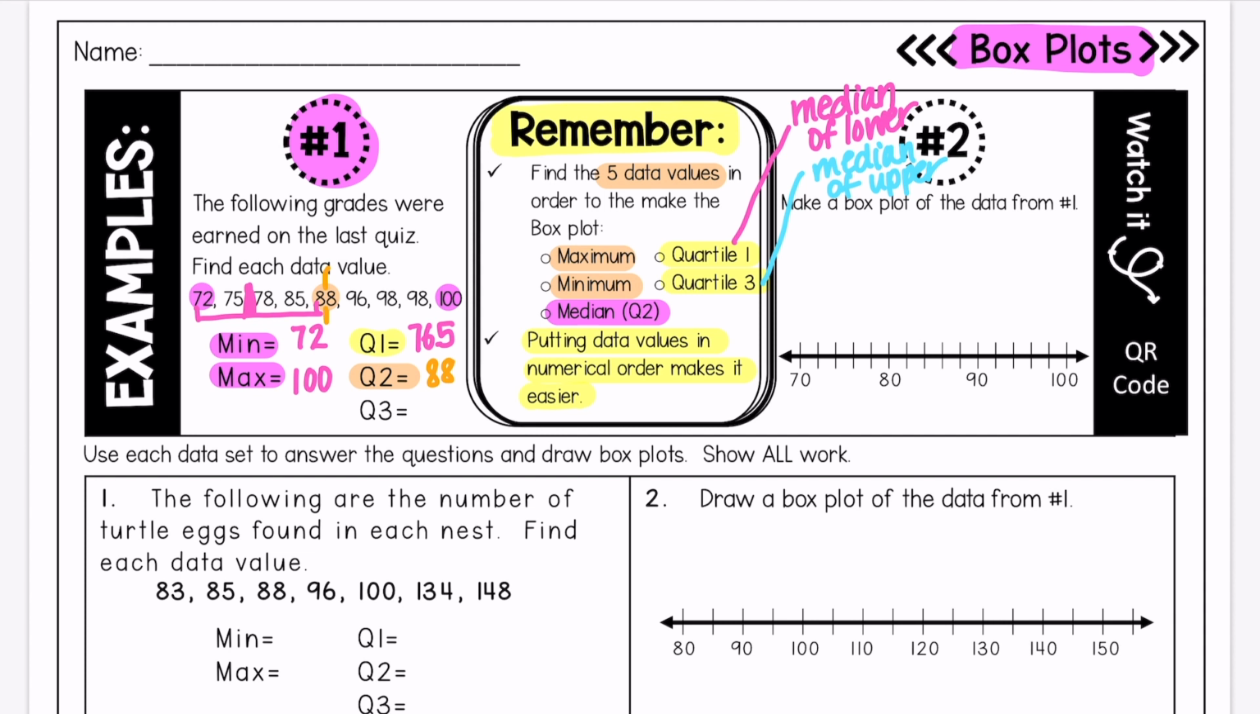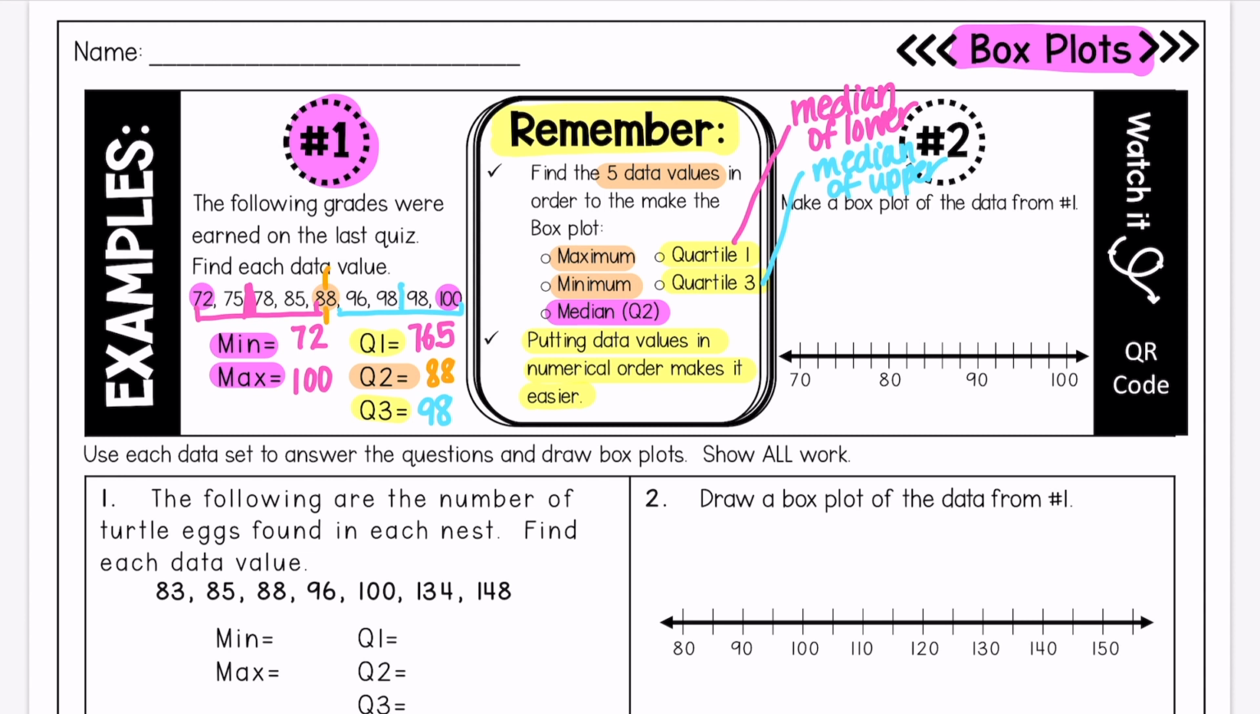Then your Q3 is the median of the upper half. So we want to look at the numbers that are to the right of your median. That would be these numbers. Again, 4 numbers here. They would be right in between 98 and 98. Well, that means they have to be 98. So those are the 5 pieces of data that you need to make your box plot.